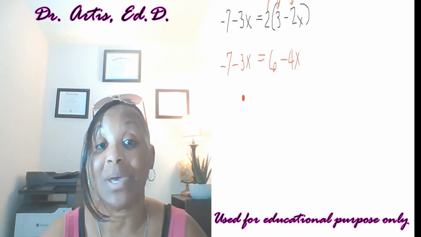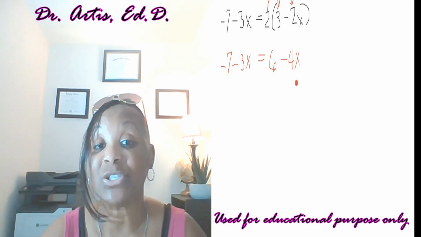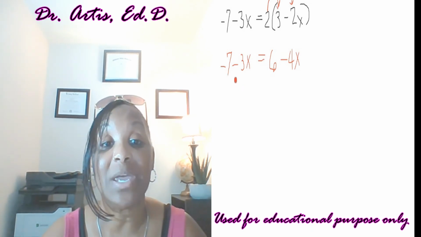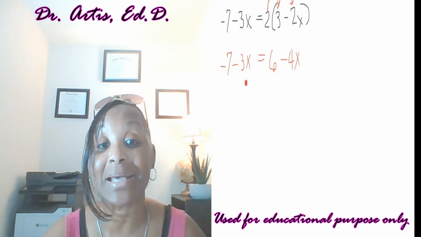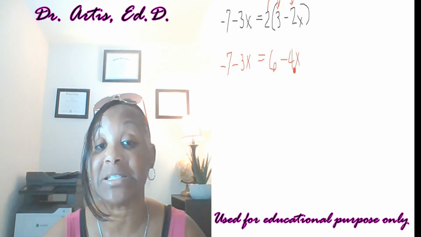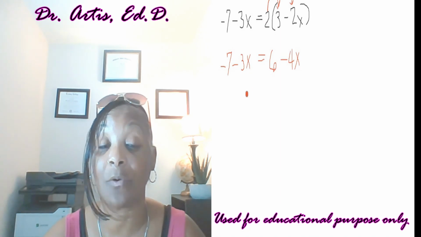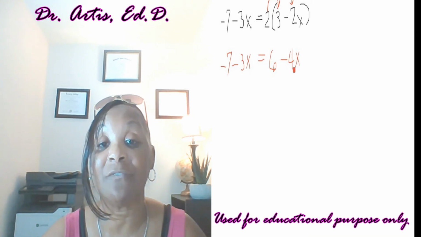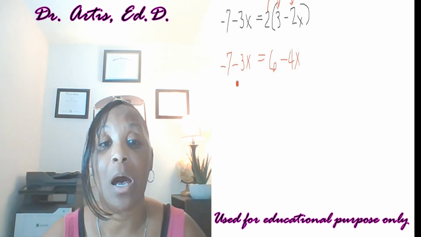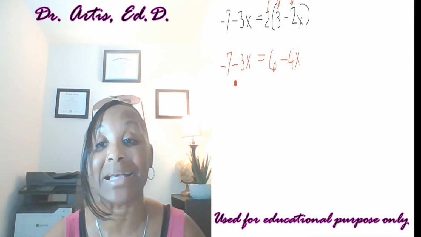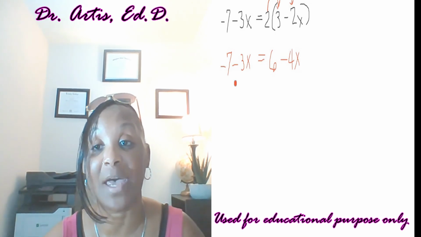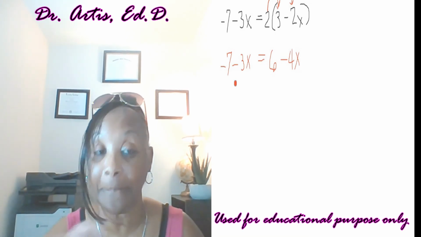Now what we need to do is get our like terms on the same side, so that we can solve for x. So we either need to move this negative 3x over to the right or this negative 4x over to the left. In this case, I'm going to move the negative 3x. It really doesn't matter which one you move. You always want to look for a way to make your x positive, or whatever term is next to your x positive, so that you won't have to get rid of the negative.